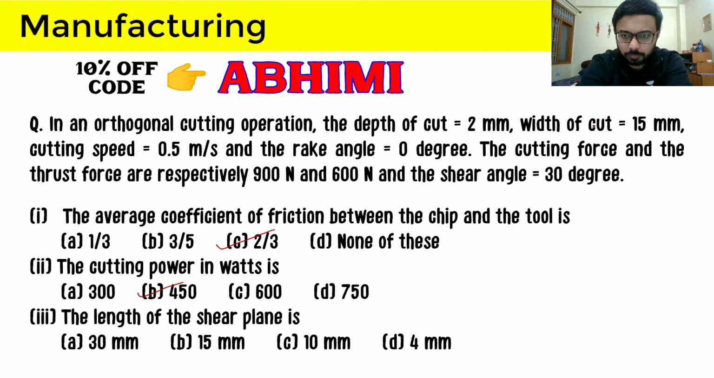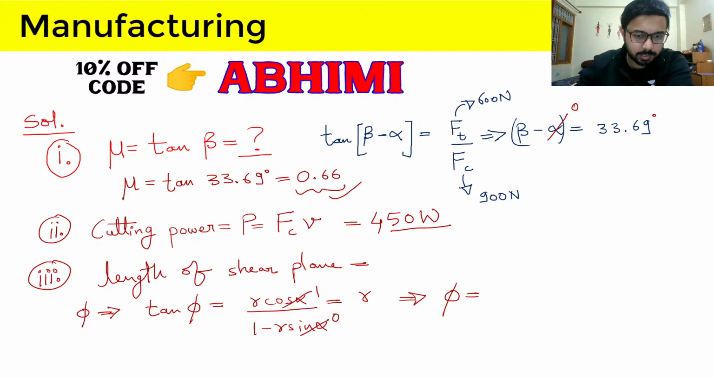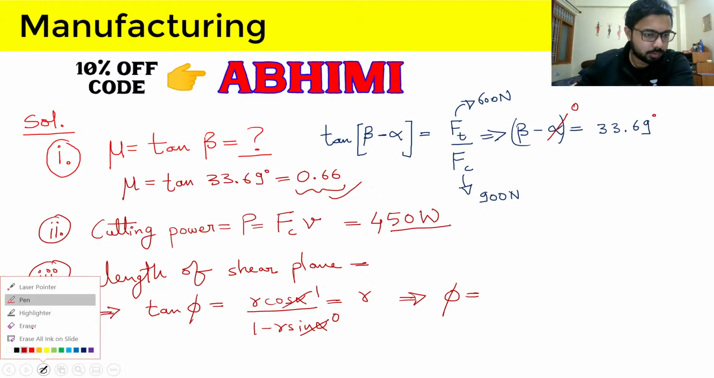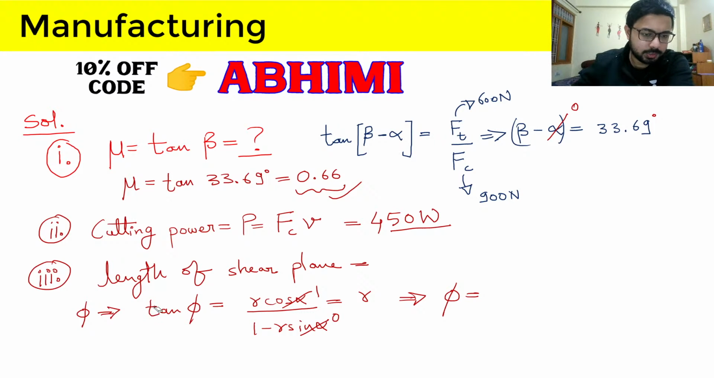So shear angle is given. I was just thinking, if r is not to be found, then how can we calculate shear angle? But it turns out it is already given in the question. So that is one thing that I made an error on. Apologies for that.